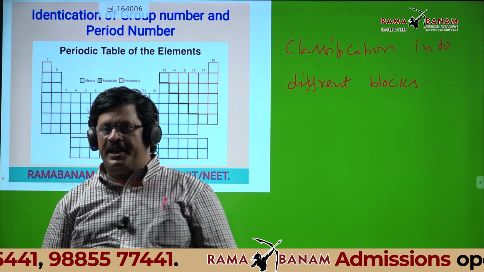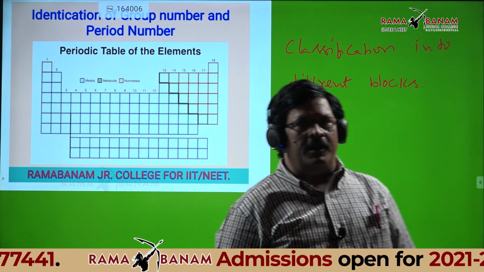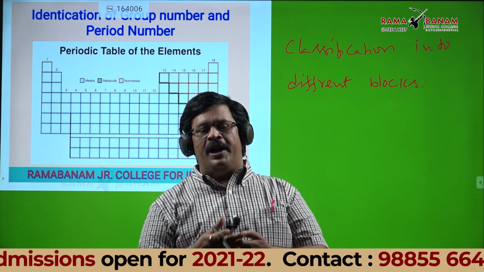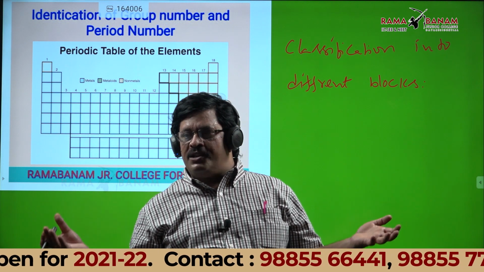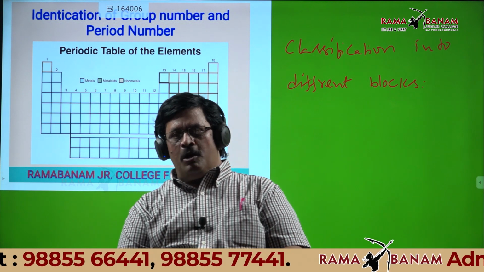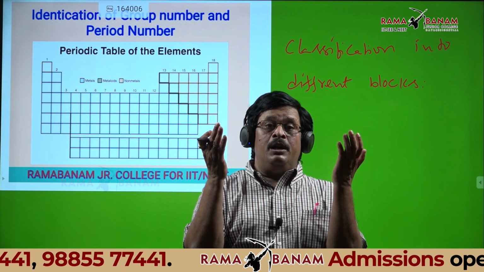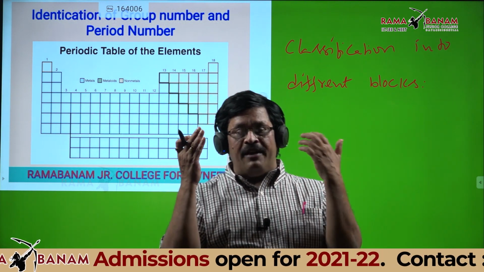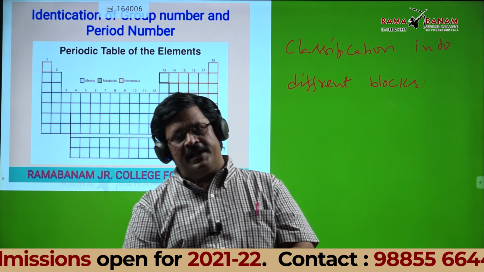This is classification of elements into different blocks. The total elements in the long form of periodic table are divided into different blocks. Now we will discuss how many blocks there are, which block contains how many groups, and first, what is the basis for the classification, that means how can we divide the elements into different blocks.